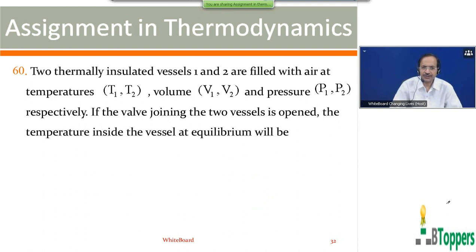So look at question number 60. That is the next question in this assignment. Two thermally insulated vessels 1 and 2 are filled with air at temperatures T1, T2, volumes V1, V2, pressures P1, P2 respectively. The valve joining the two vessels is opened. The temperature inside the vessels at equilibrium will be.